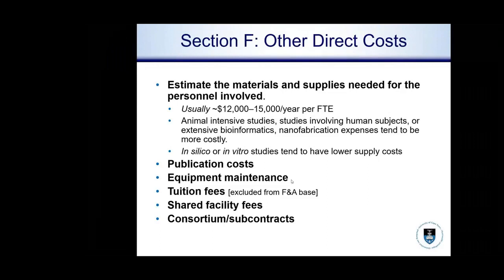Other costs to include there include publication costs, any costs for equipment maintenance and tuition fees, as well as any shared facility fees. So if at your institution there's a core facility that charges a fee, you could include that there. And it's also important to highlight any subcontract-based costs within the other direct costs area. Again, I'll point out where that is so that you have a sense of what to include there.